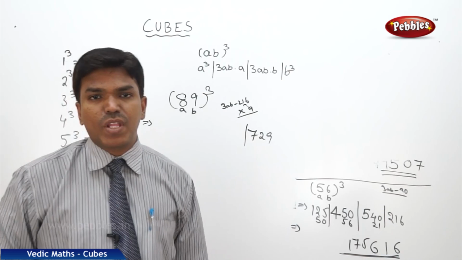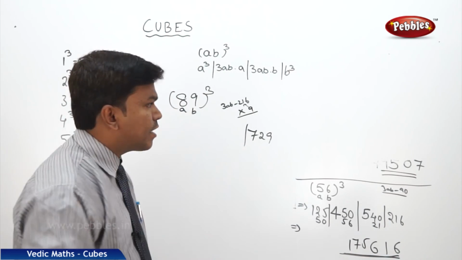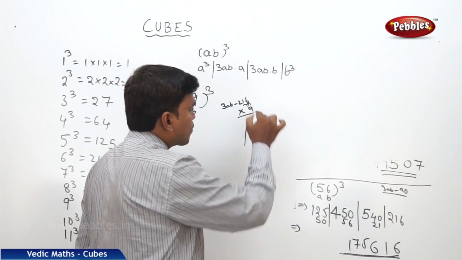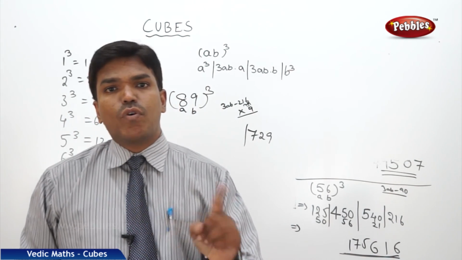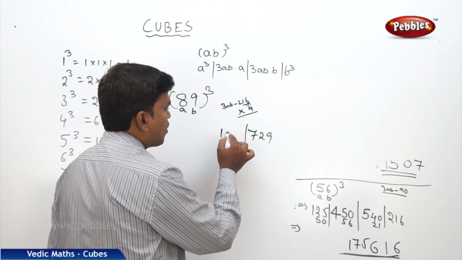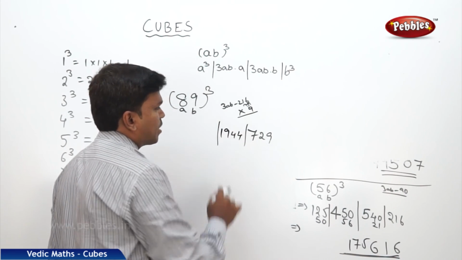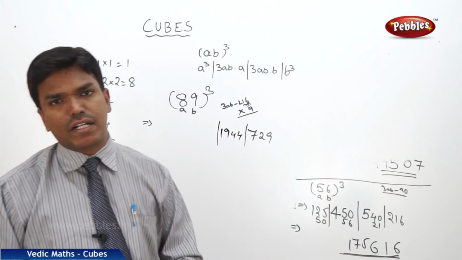1800 plus 90, how much? 1890. 1890 plus 54, how much? 1944. This you need to calculate in the mind. You will be able to calculate it once you get the practice.